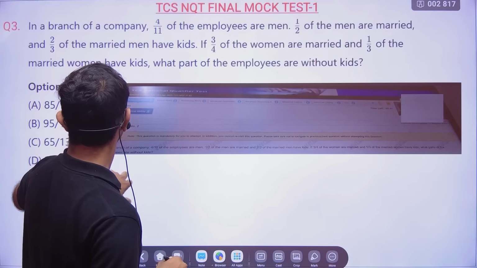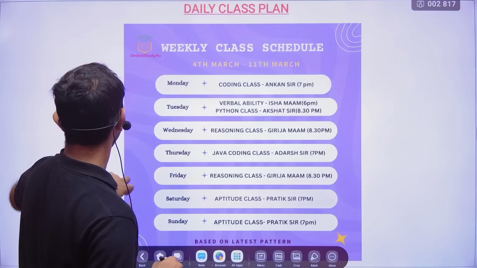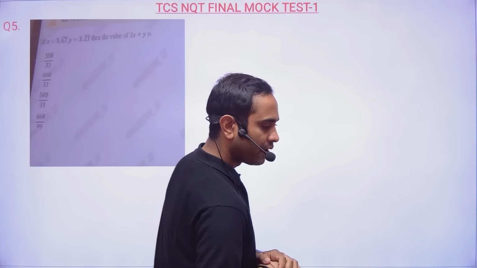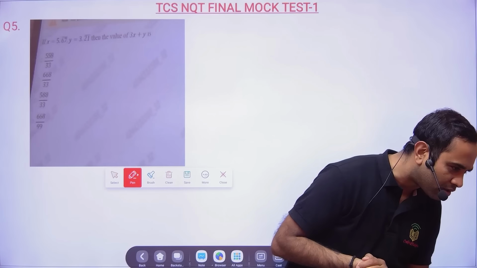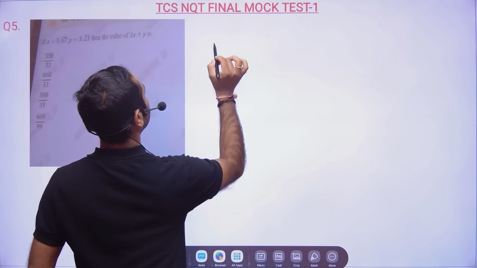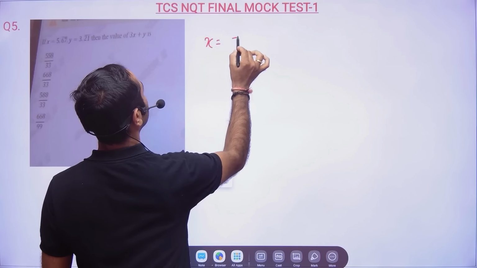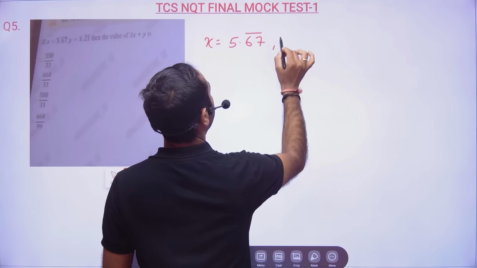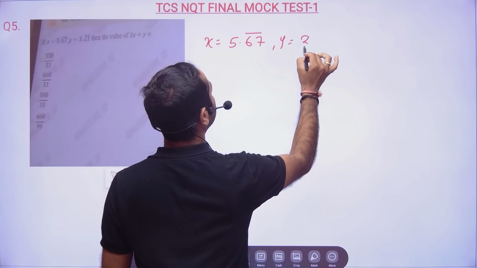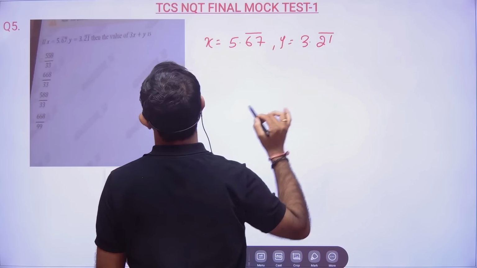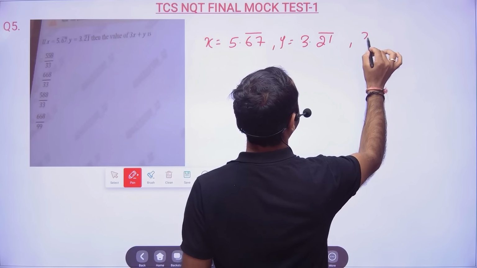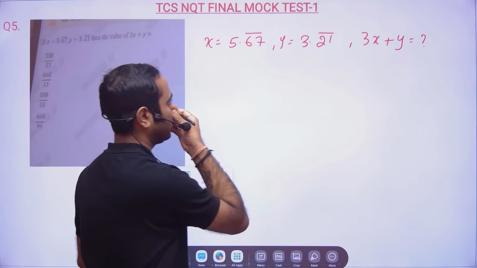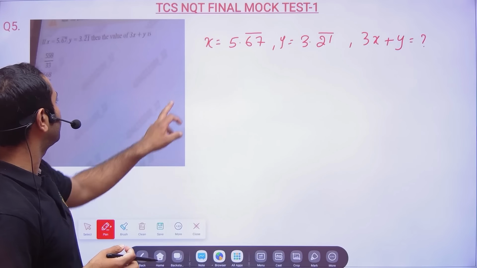And then we have the 5th question. Now, question number 5, I don't know if you're able to see or not. Here we have, if X is equal to 5.67 bar and Y is equal to 3.21 bar, then you have to find the value of 3x plus y. This is a simple question, but you should know about these bars.